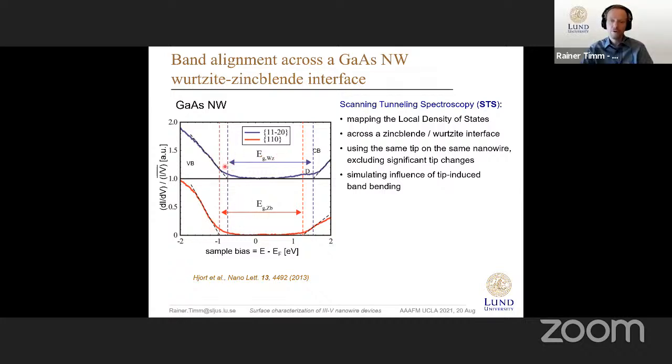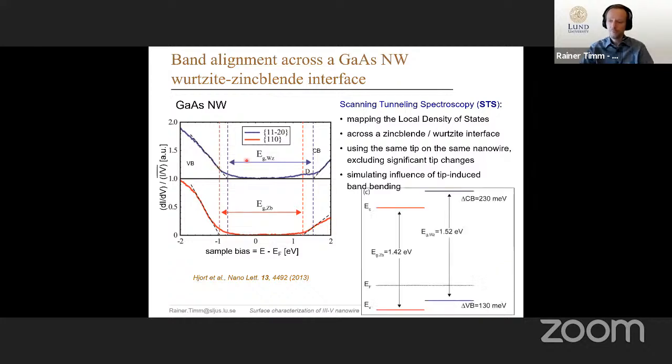And you can see that there is a shift between the spectra. And that is because we have a band alignment, which here is a type 2 band alignment, so that we have a small shift between the valence band edges, and also a larger shift between the conduction band edges, which is important for transport measurements, because it means that there is a barrier if we want to send electrons in the conduction band from the zinc blende material into the Wurtzite material.